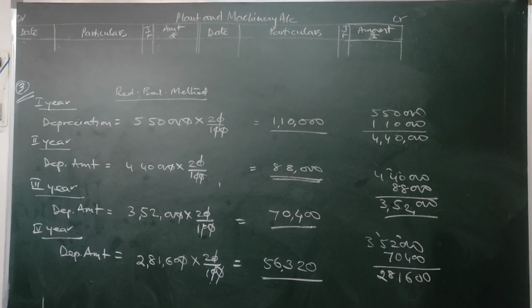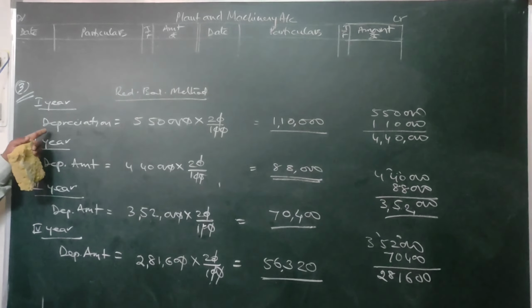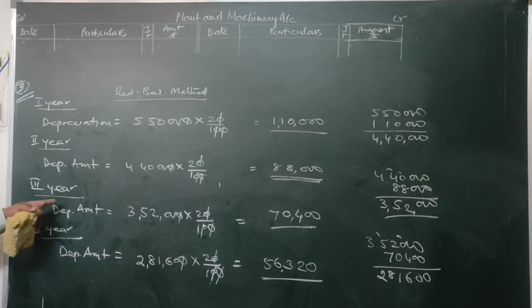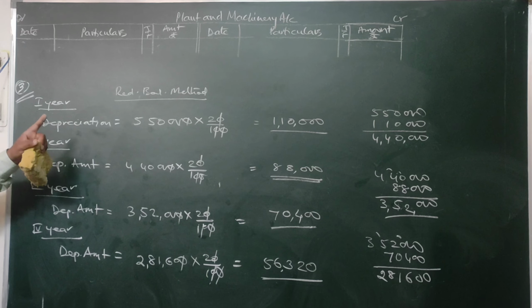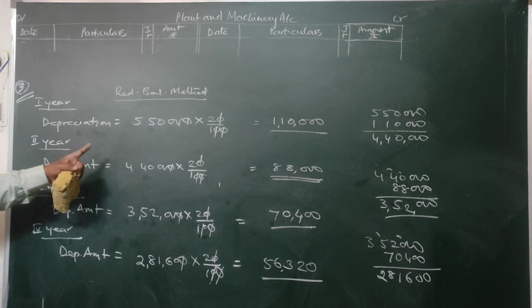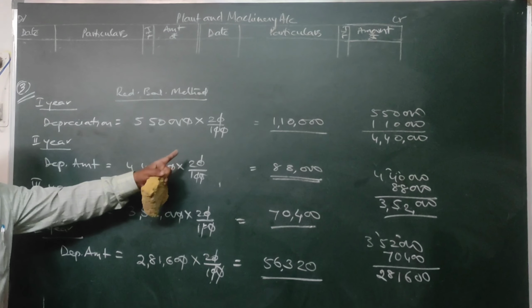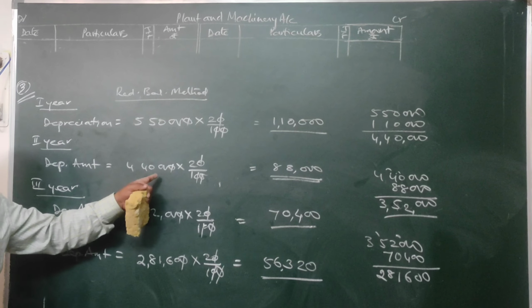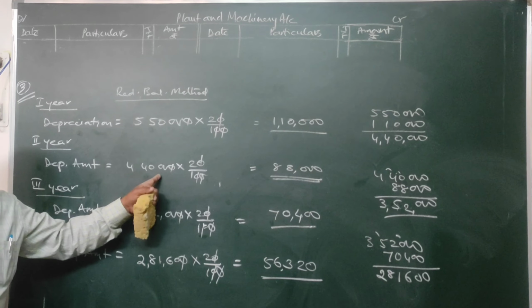So this is how we are going to do the problem. This carries 4 marks in the exam. The concept you should understand here is that under the diminishing balance method or reducing balance method, we calculate the depreciation as a percentage on the balance of the asset at the beginning of the year, which we refer to as the written down value, WDV.